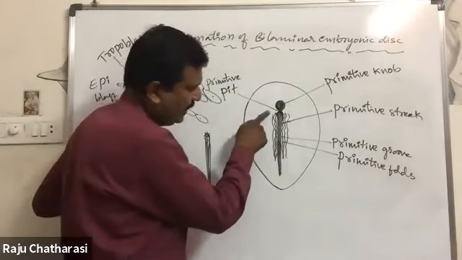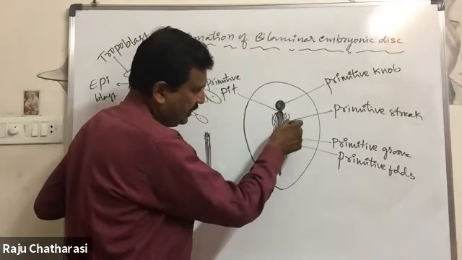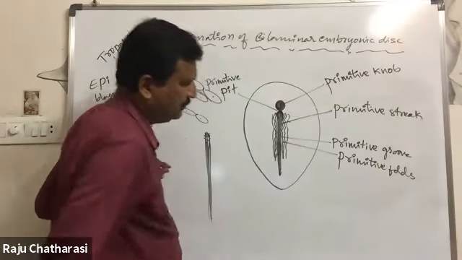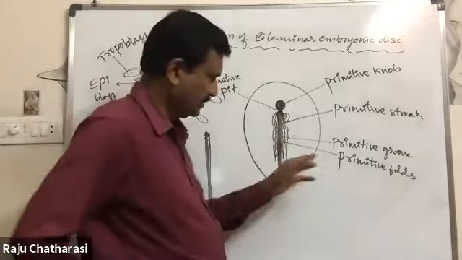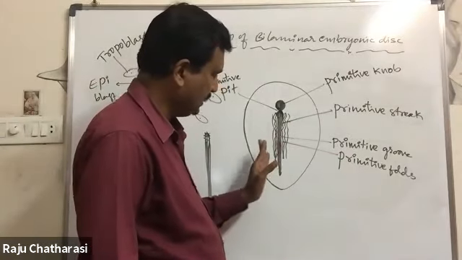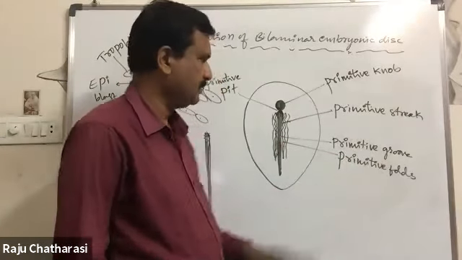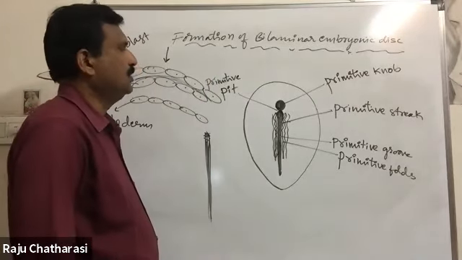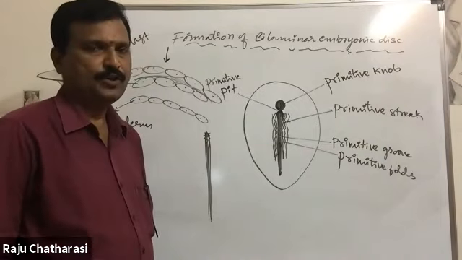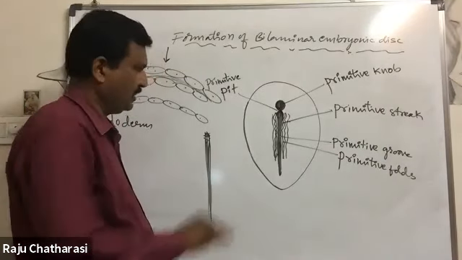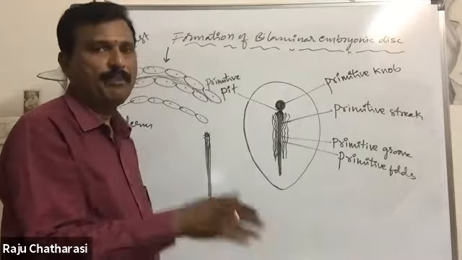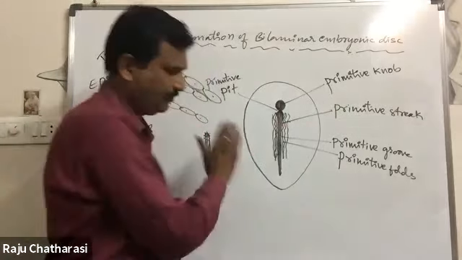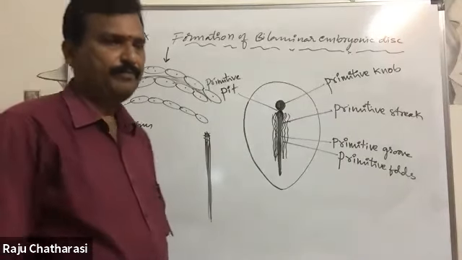And here, lateral folds appear along with this primitive groove. These are called primitive folds, right? So this process is called gastrulation. Of course, further developmental stages are also there. Before that, please copy this diagram. Okay, make it fast.